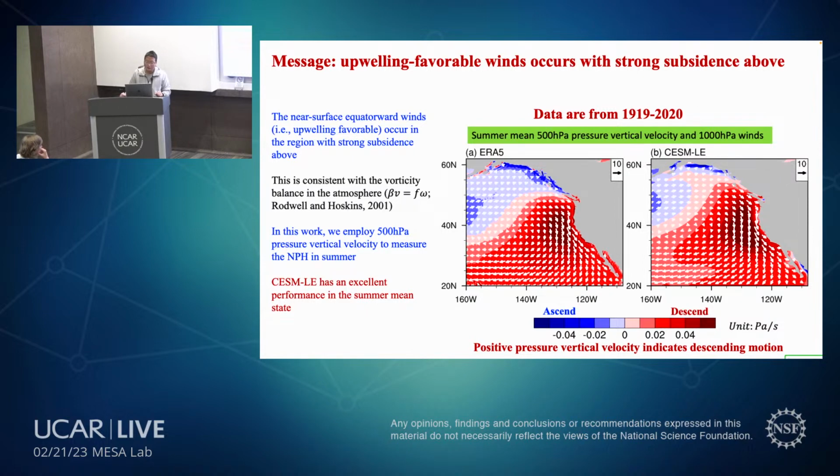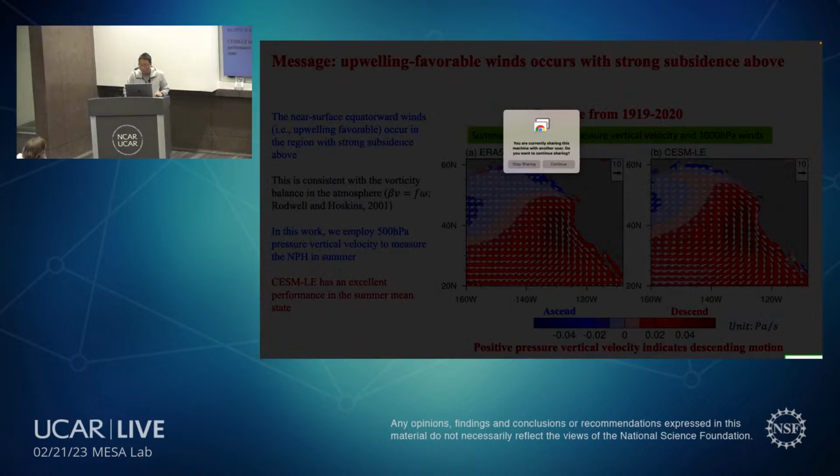So this figure is the summer mean state in the eastern North Pacific, and the shading in each panel is 500 hectopascal pressure vertical velocity.